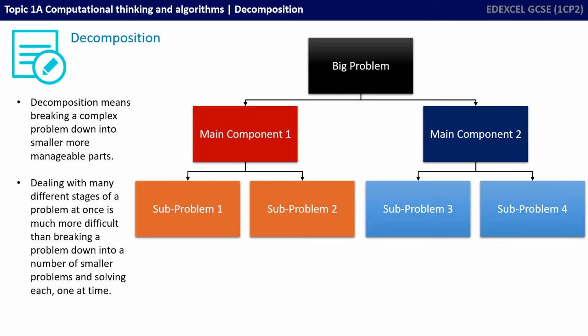You need to be able to take the overall problem and break it down into its constituent parts, and then solve each of those individual parts, which makes it easier to solve the overall problem. Dealing with many different stages of a problem all at once is much more difficult than breaking a problem down into a number of smaller problems and tackling those one at a time. And this process is what's known as decomposition.